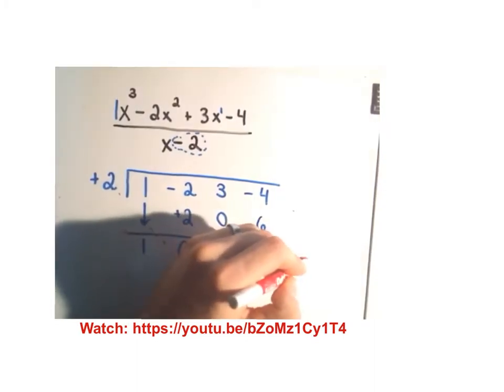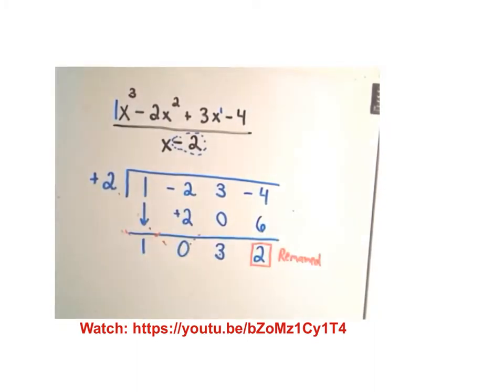The next part, the last number. The last number is always the remainder. Okay, that's always going to be the remainder, the last number. If it's a 0, that means it goes in evenly, divides evenly. Most of the time, it's not going to be a 0. All right, so this ends up being the remainder.